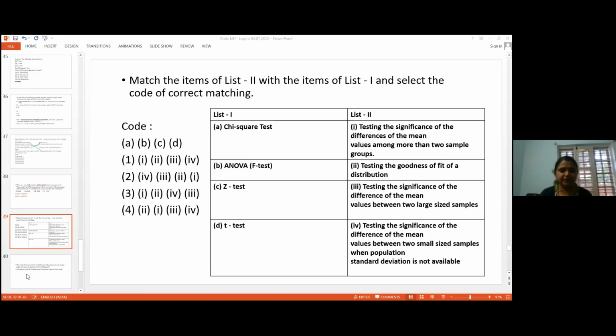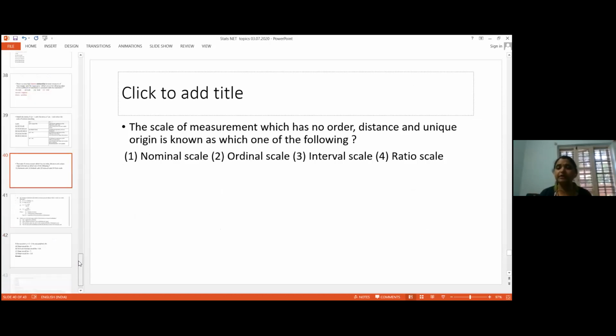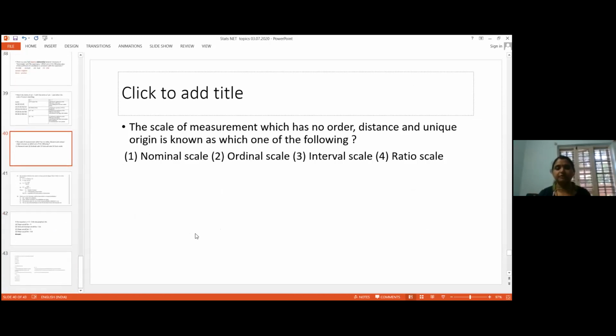We have discussed this slide quite a lot, so I don't think I need to wait there. A scale of measure which has no order, distance, or unique origin is called the least weightage one, the nominal scale. Obviously, a nominal scale doesn't have any scale, no order, nothing. You can call one as A, another as 1, another one as 10, another one as 200, no issues, doesn't make a difference.